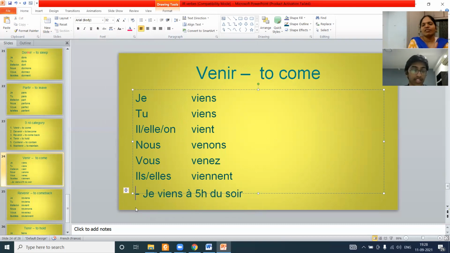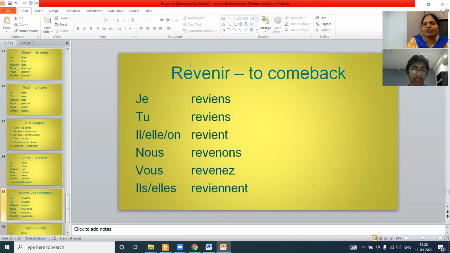So all of the third category ones are like this, right? You just have to memorize them. Je viens à cinq heures du soir: I'm coming at 5 o'clock in the evening. And revenir: if we know venir, revenir is the same. Je reviens, tu reviens, il revient, nous revenons, vous revenez, ils reviennent, elles reviennent.